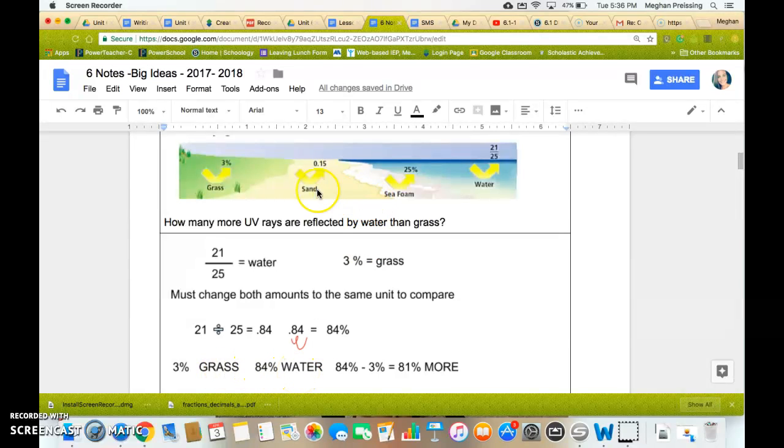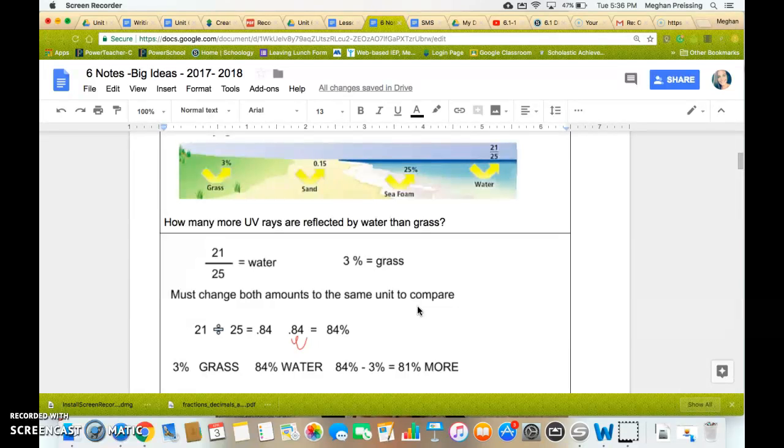So how do we know how many more UV rays are reflected? We can say that, well, we have 84% water and 3% grass. And if we subtract that, we are left with 81. So water reflects 81% more UV rays. So when we're asking to compare different things, the biggest thing is just make sure they're in the same unit, and then you can compare.